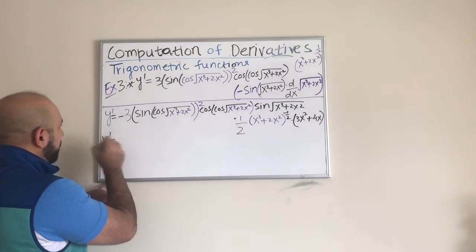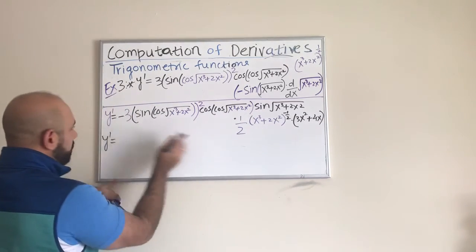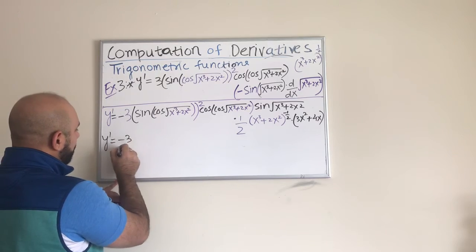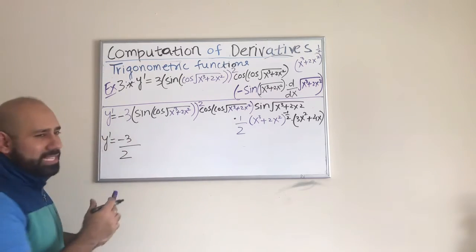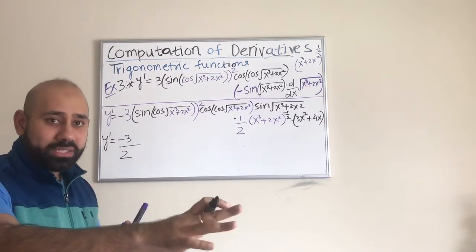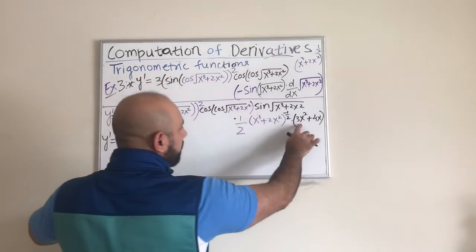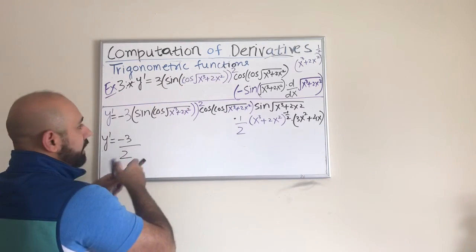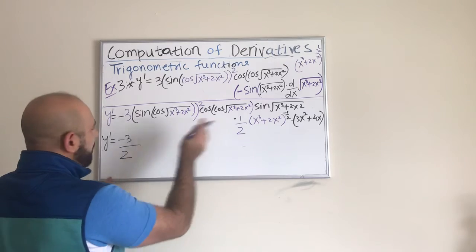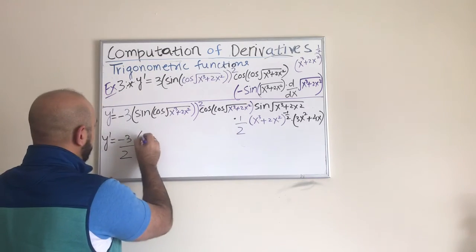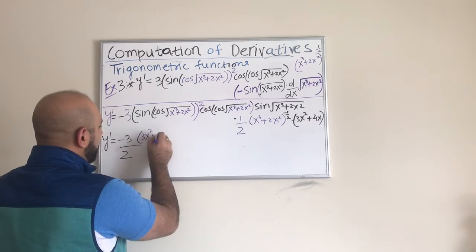So, guys, y prime would be, what I'm going to do is bring that 2 up front, so it is negative 3 over 2, and then we like to bring the algebraic functions in the front, and then we want to write the trig functions. So what are the algebraic functions? I have this 3x squared plus 4x. I'm not going to take out any common factors. I'm just going to rewrite it like this: 3x squared plus 4x.